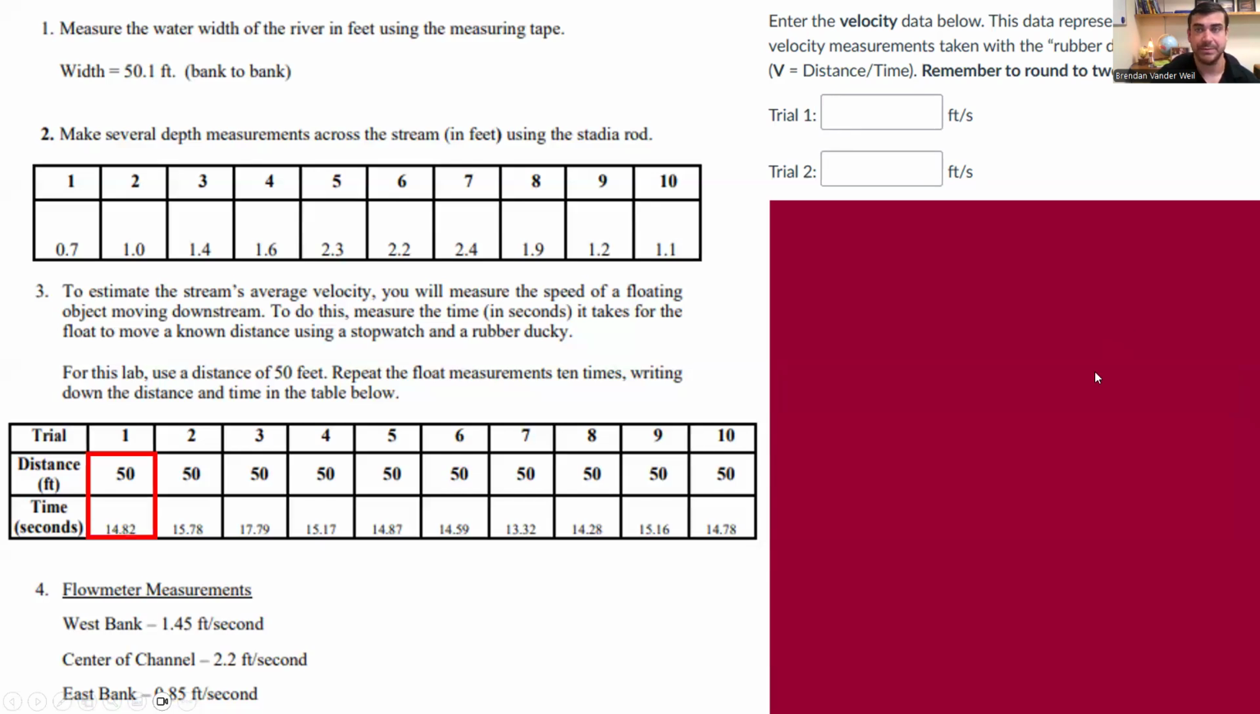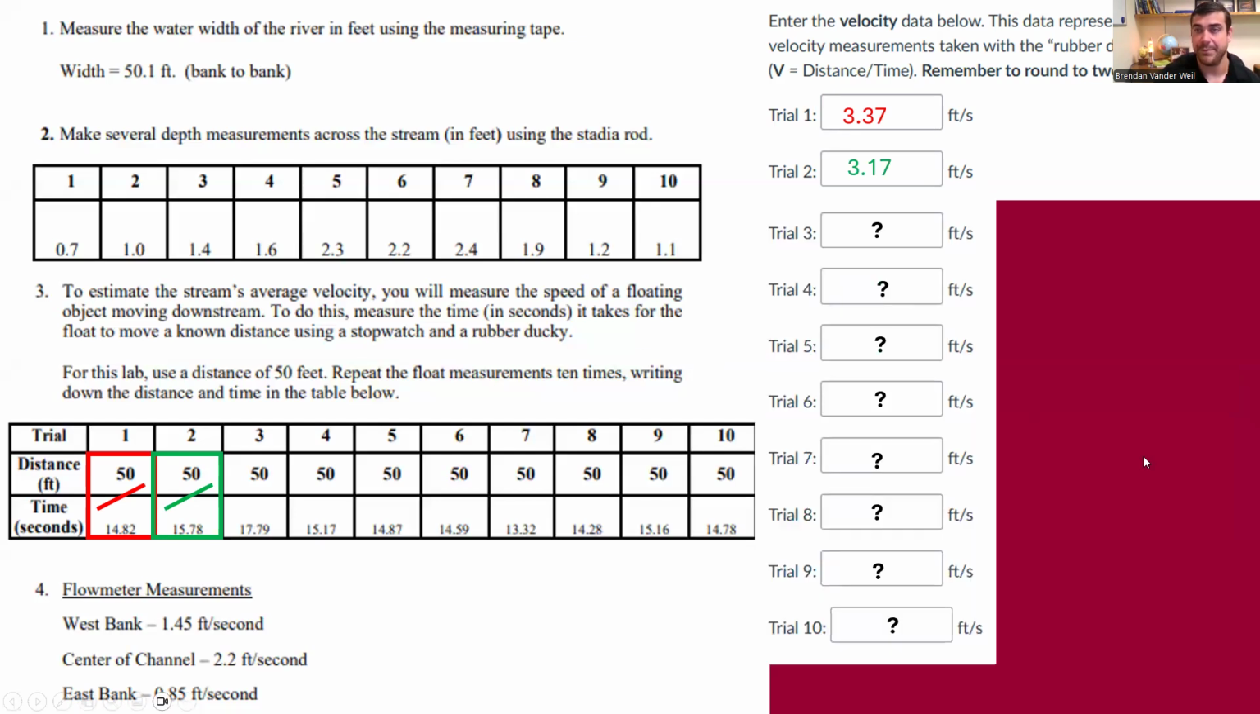It's pretty straightforward. So for trial 1, got 50 feet divided by 50 seconds. So I put a little dividing line, give you a numerator and denominator there. Divide those 2 values, and you get 3.37. Again, just rounding to the second decimal place. Do that again for the second one, and you get another value.